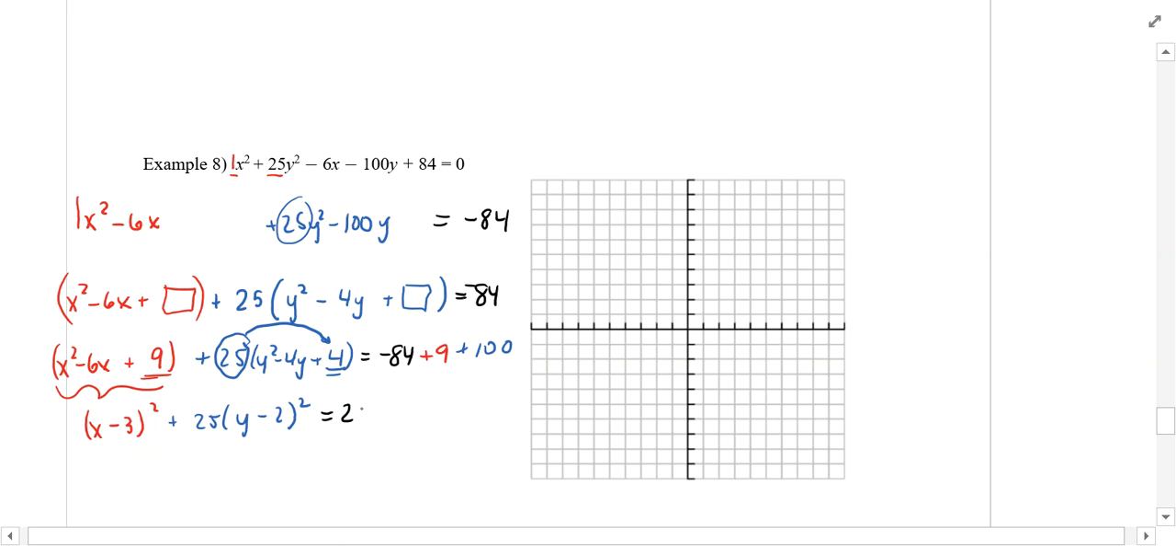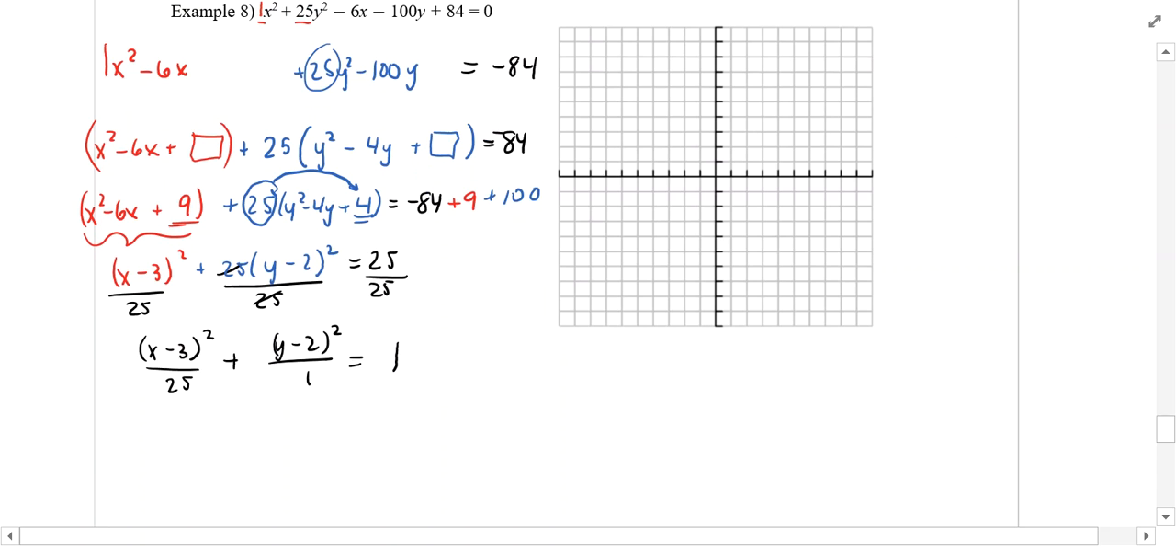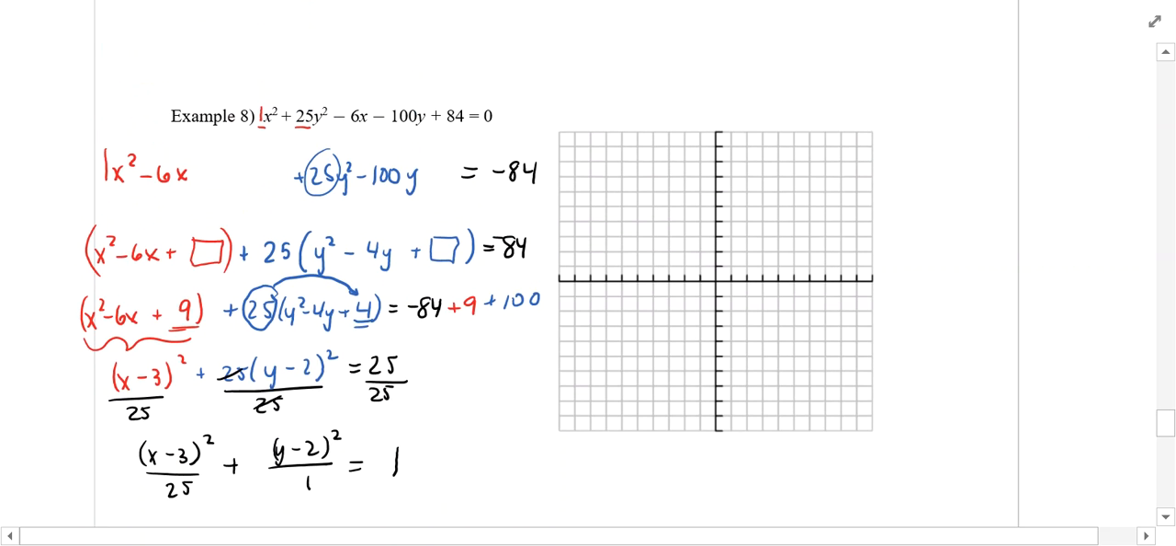And I get 25. So before I can go any further, since it's an ellipse, I need it to equal 1. So I'm going to divide each piece by 25. x minus 3 squared over 25. My 25s are canceling here, so this is kind of like y minus 2 squared over 1. I'm going to write the 1 normally. It's kind of an invisible one. It doesn't need to be written, but I think it helps with all of that.